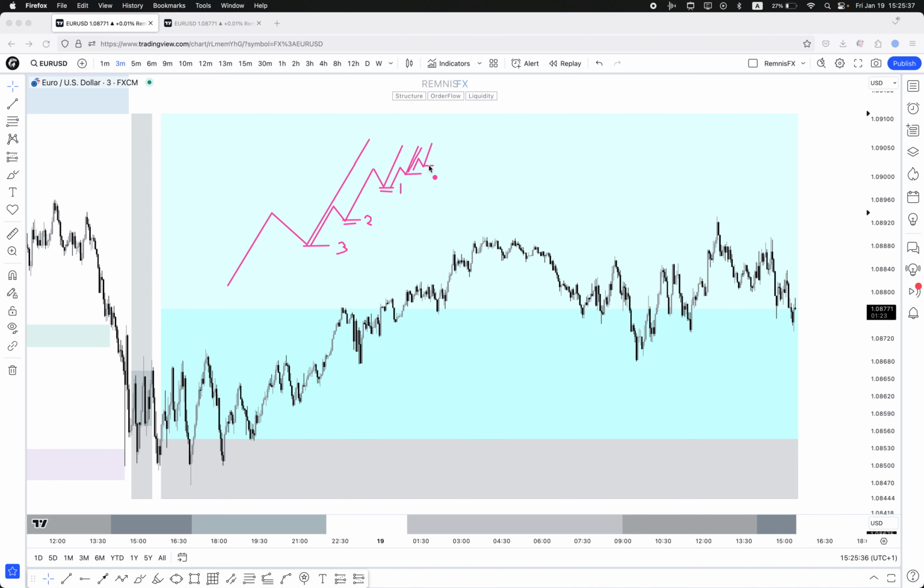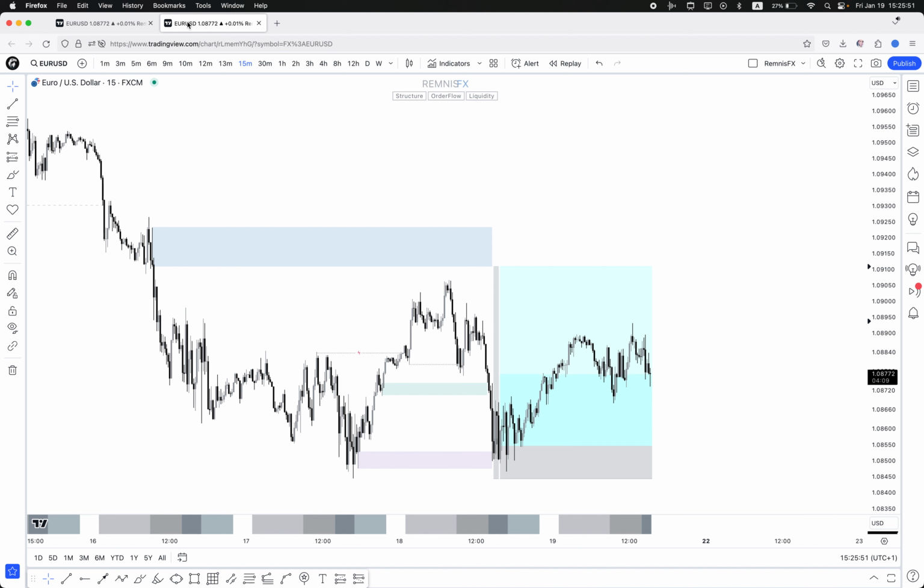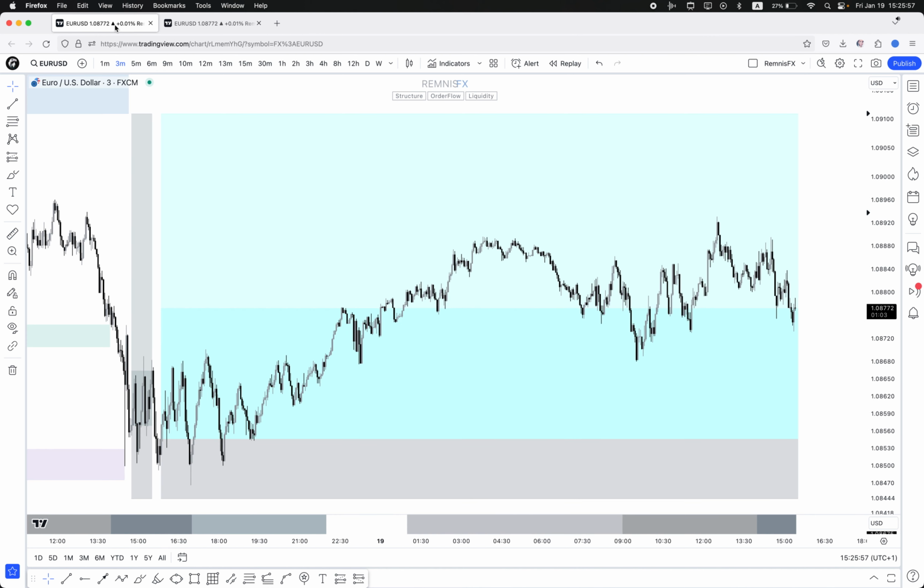So a pullback within a single leg of the smaller single leg before the leg before that, if that makes sense. So yeah, now let's just see what price will do from this point on, right? Because I think let's go here and just look at the 3-minute chart, right?